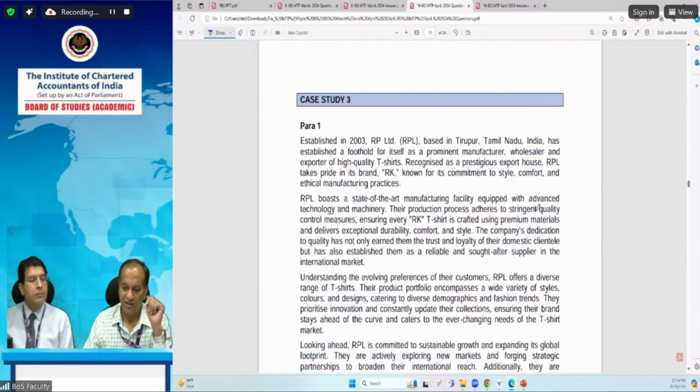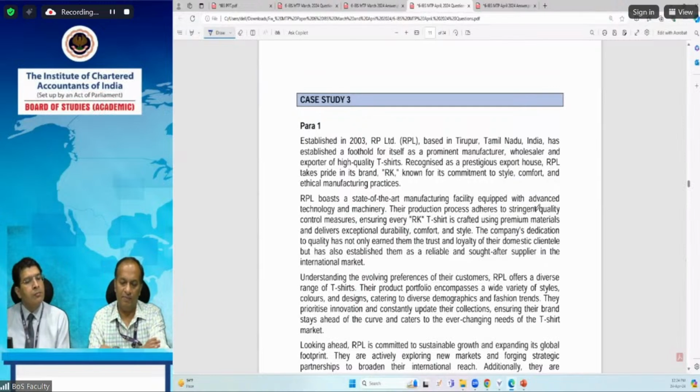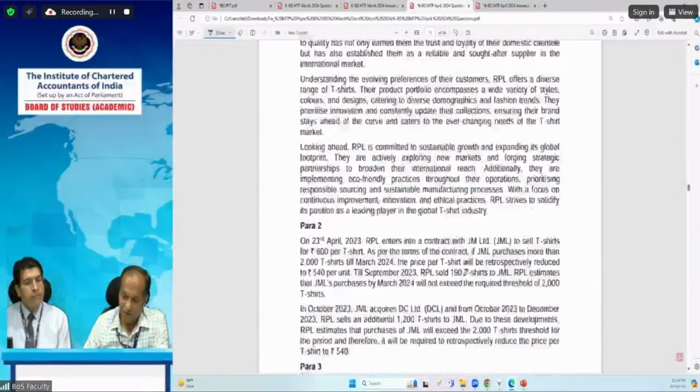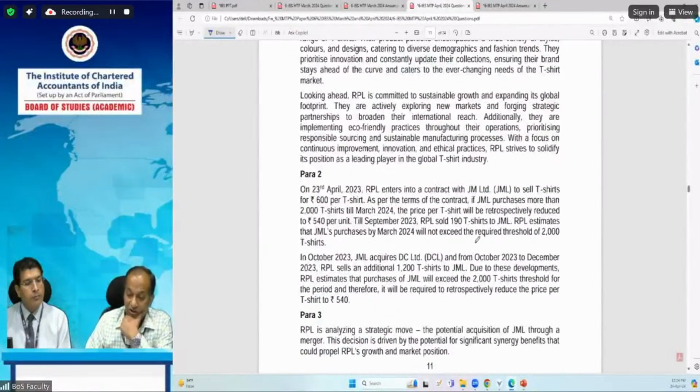In case study 3, there is talk about the establishment of a company, RPL, established in 2003 and based in Tirupur, Tamil Nadu. It is a prominent manufacturer, wholesaler and exporter of high quality t-shirts, recognized as a prestigious export house. RPL takes pride in the brand RK, known for commitment to style, comfort, and ethical manufacturing practices. RPL boasts state of the art manufacturing. So some facts have been given.